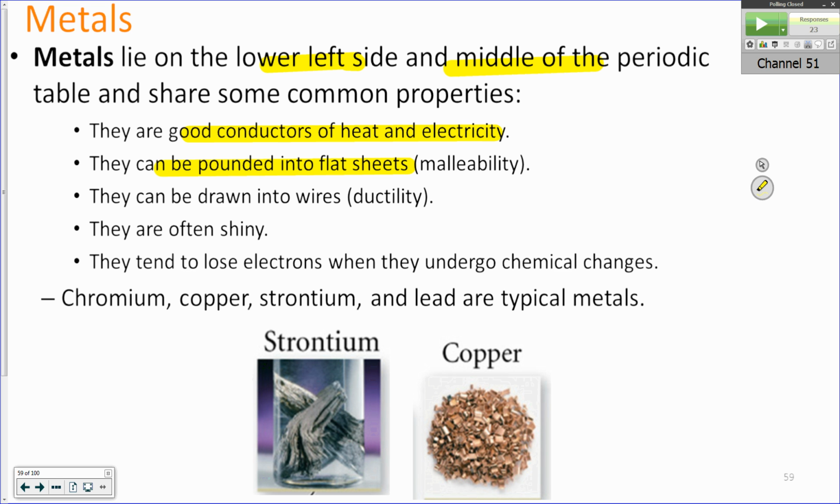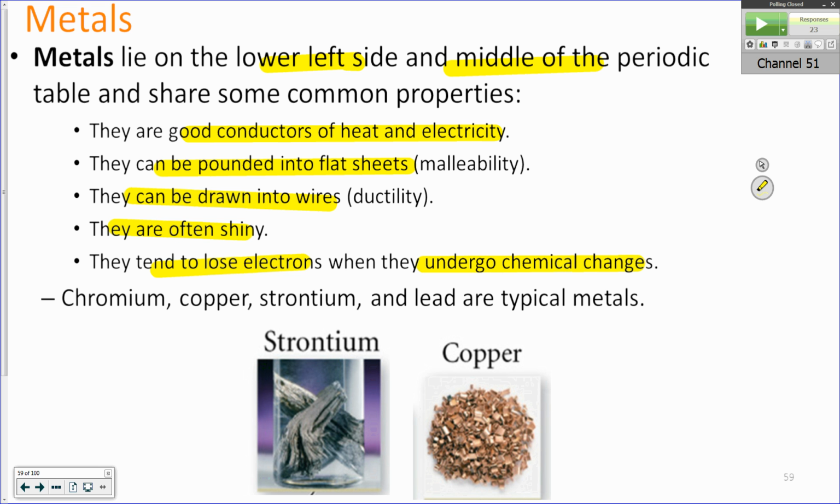Ductility, we don't think about this one much today, but it means it can be drawn into a wire. But in the 1800s and 1900s, when they were discovering the elements, the ability to industrialize a metal, to pull it into a wire, was an important property they were interested in. The other characteristic is that they reflect light. They're shiny. They tend to lose electrons when they undergo a chemical reaction.